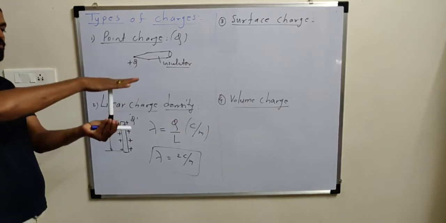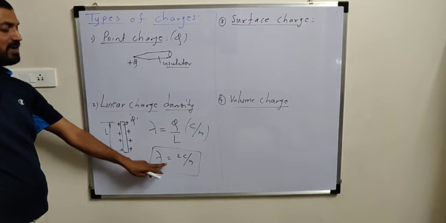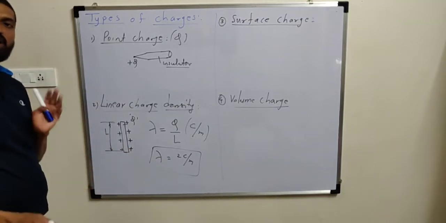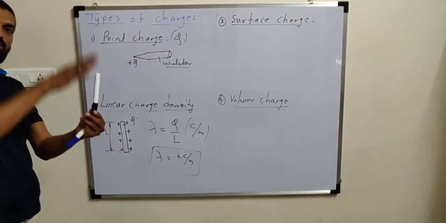If I say the length of this body is 5 meter, now what will be the total charge? Simply you have to multiply lambda by that length. So if I multiply lambda by length, I will get the charge on that much length. Means 5 meter means 5 into 2. So 10 coulomb will be the charge on the entire length.